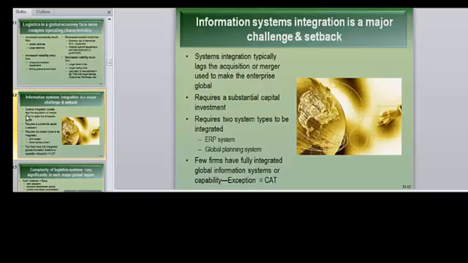It normally significantly lags the acquisition or a merger or a decision to source from overseas because it requires a substantial capital investment, and nobody's really sure if this is a strategy that's going to work long term. So you wind up having two types of systems, two sets of books: the ERP system that's completely integrated that we talked about before, and our global system, which are islands of information.